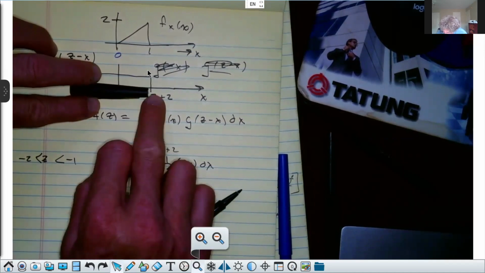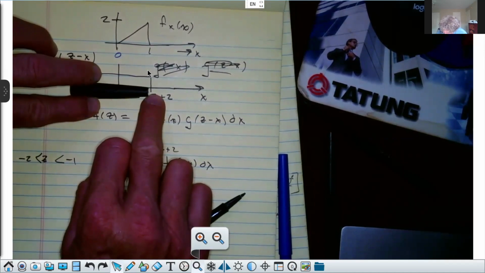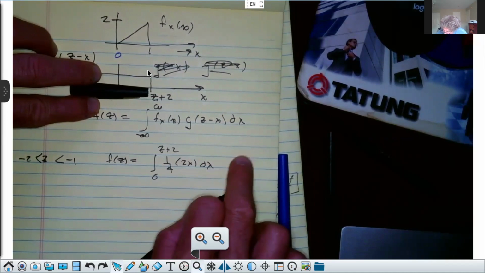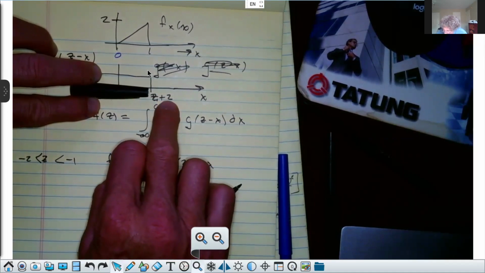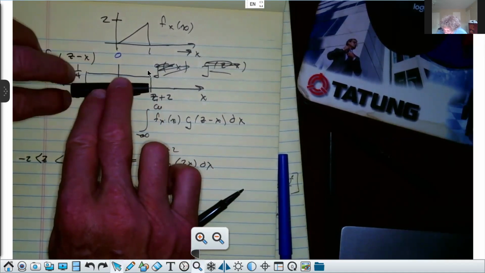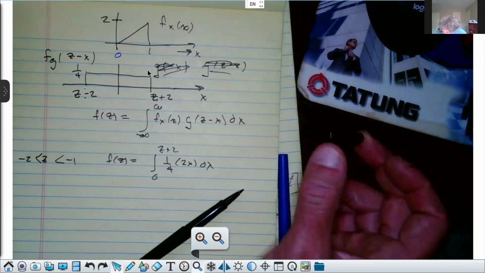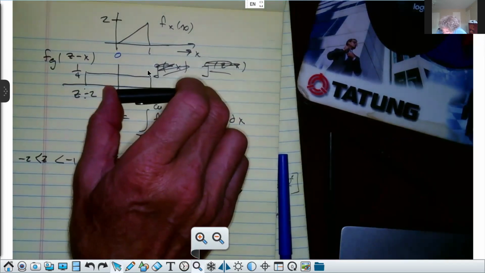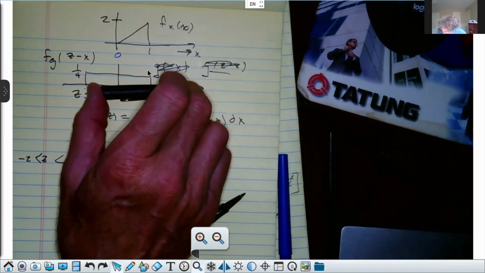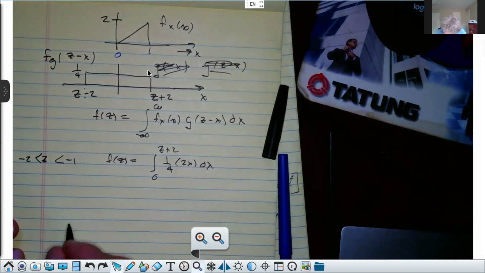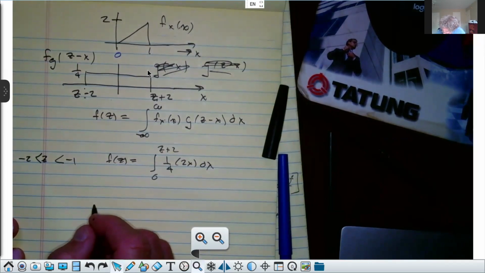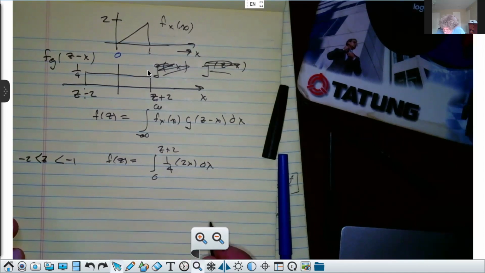And then when z is -1, the upper limit is 1, right? Then after that point, for the next 2 intervals, it's got just a constant area. The reason why I'm doing this is because of the f of x function that's 0 to 1. That's right.